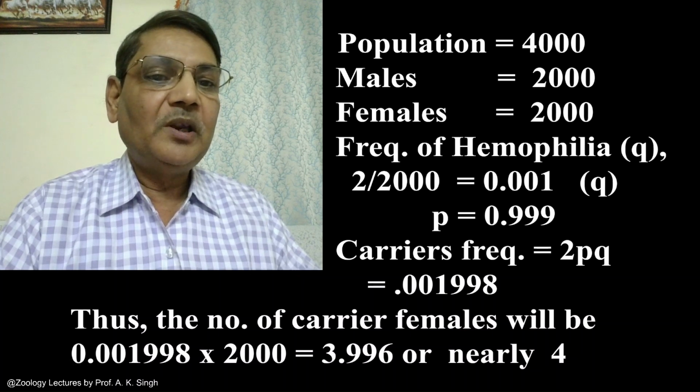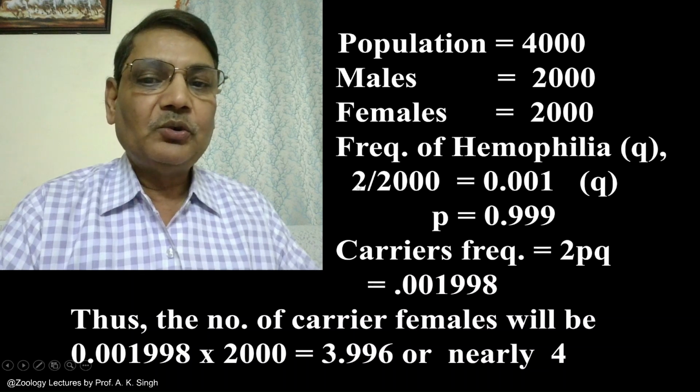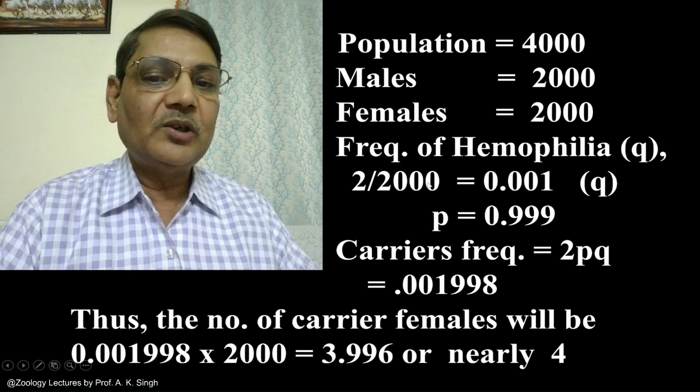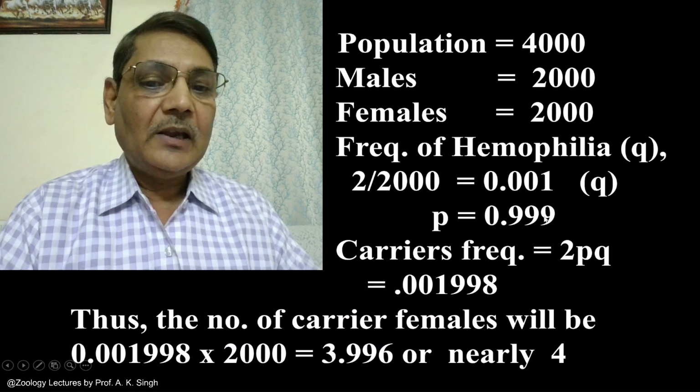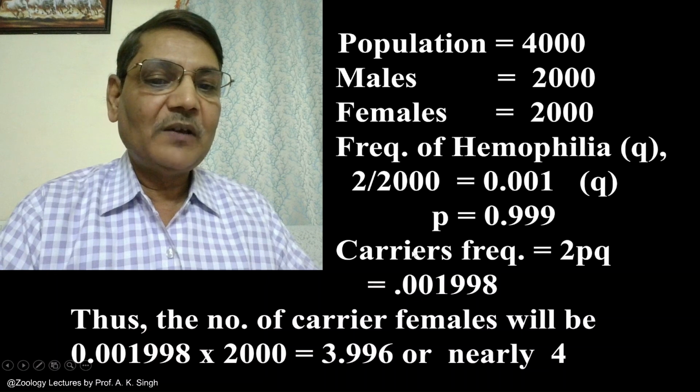So the frequencies of p and q could be known by considering the male individuals. Two individuals out of 2,000 males suffer from hemophilia. It means its frequency is 0.001. So this becomes the frequency of q, and the frequency of p in this male population will be equal to 0.999. And if we have to calculate the frequency of carriers, then we can do that based on the frequency of p and q.